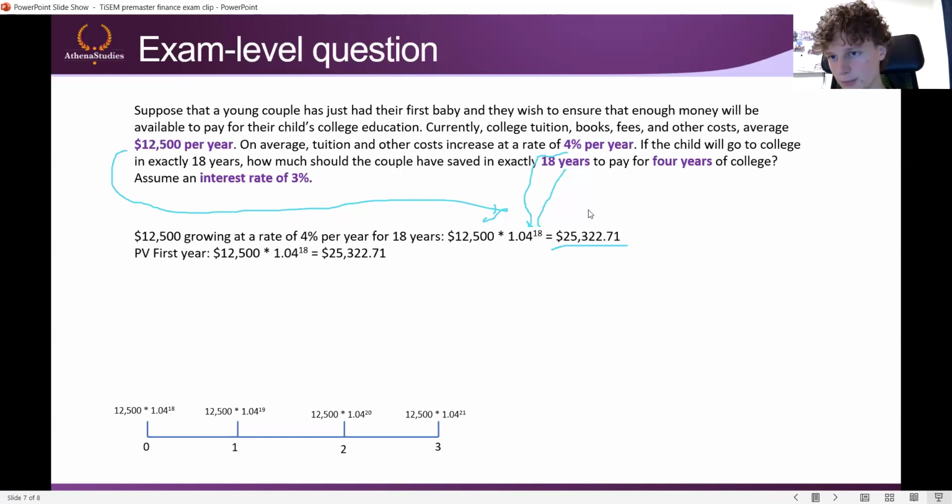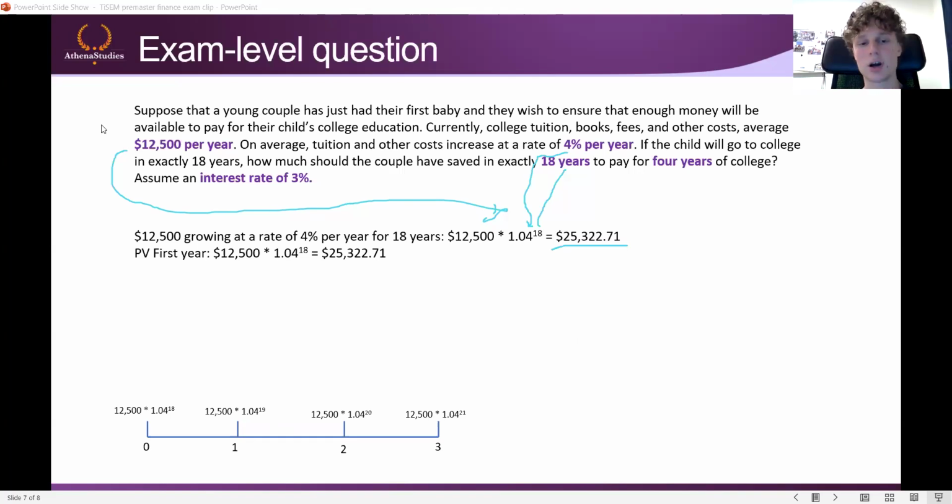Now that is great, but then there's still one last main difficult part for this question before we can fully solve it, and that is we need the present value of the last 3 years as well, which means that we must first compound 12,500 to get them to the correct years, and then we must discount them with the interest rate to get our present value.